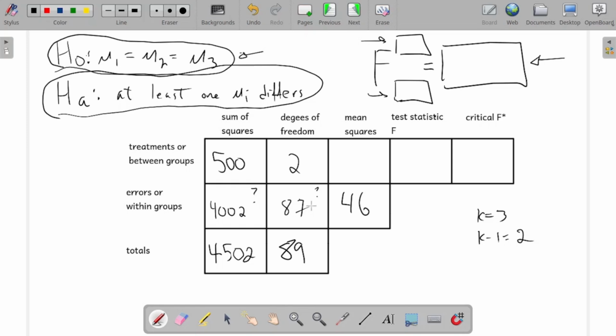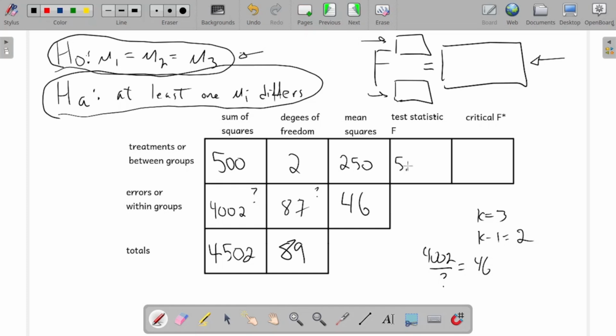The other way to do this is to realize that 4,002 divided by some value is equal to 46, which would give you the same answer. Either way works. 500 divided by 2, of course, is 250. So 250 divided by 46 will be 5 and a small little bit left over. Let's just quickly grab a calculator and figure that out. So we have 250 divided by 46, and we get 5.43.